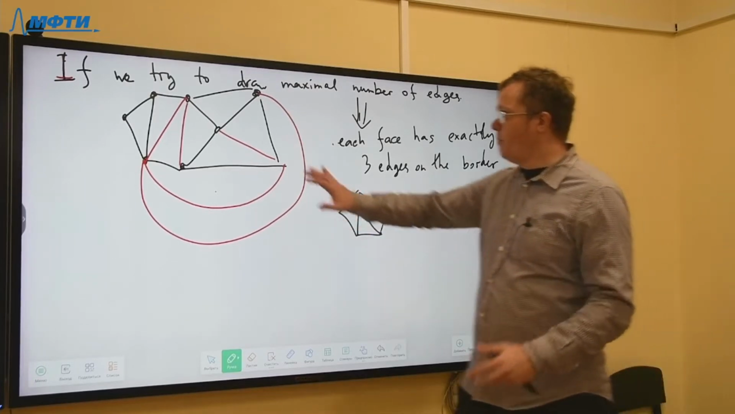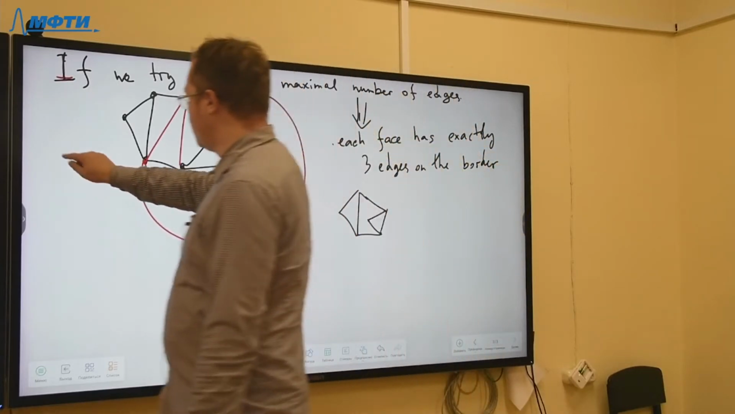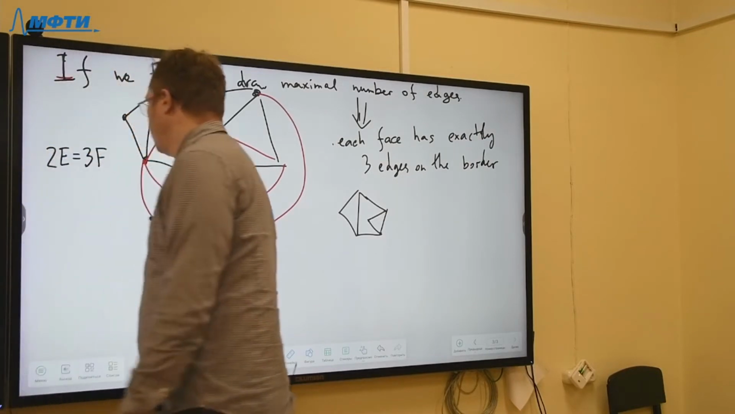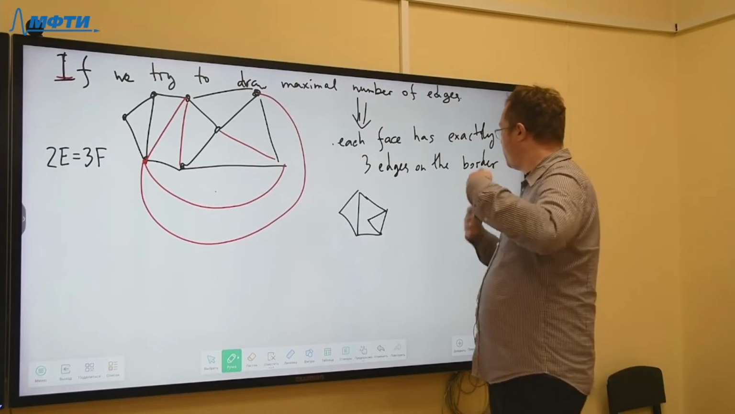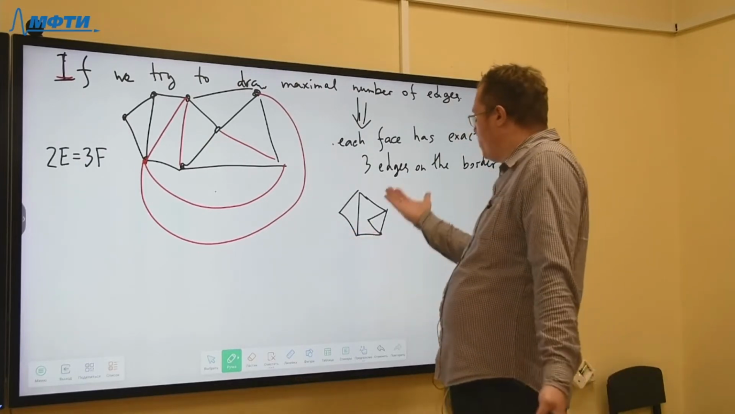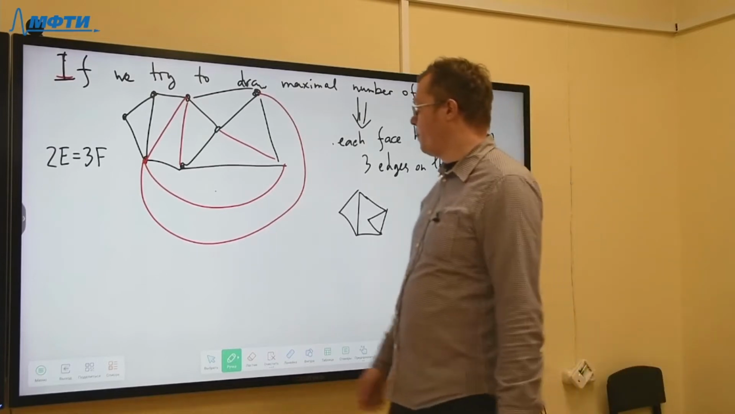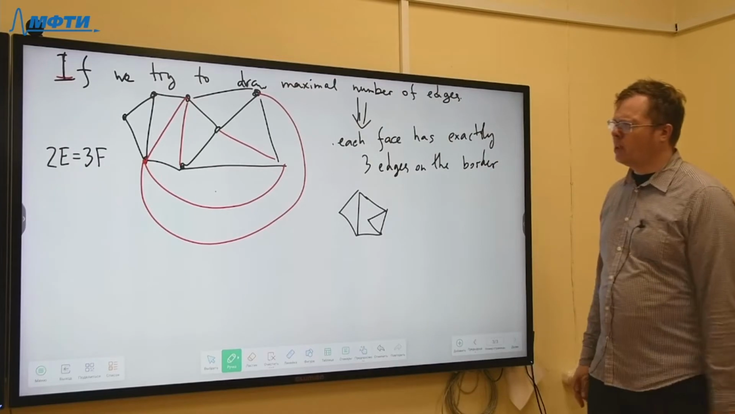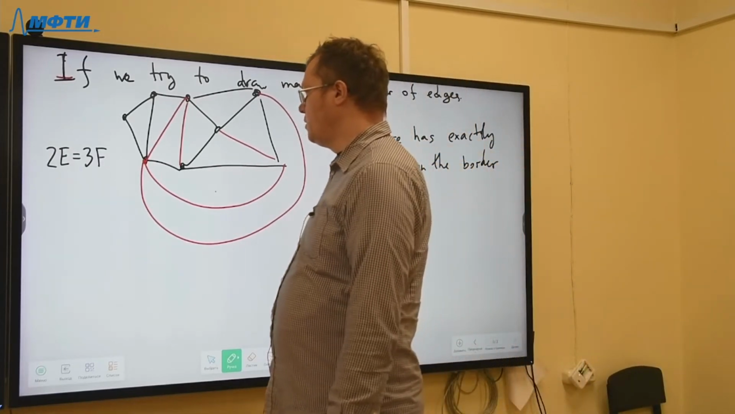So if we fix the number of vertices and try to find the maximal number of edges, then the maximal number of edges will satisfy the following equation. Because if each face has exactly three edges on the border and each edge belongs to exactly two faces, that means we will have such an equality here.